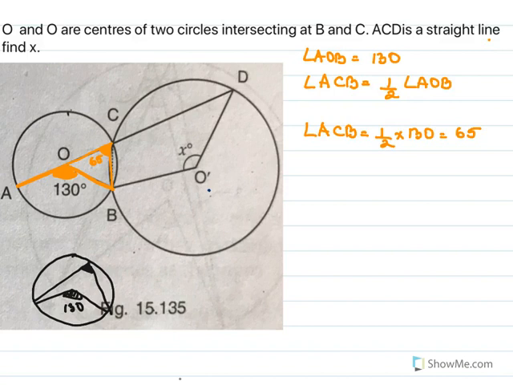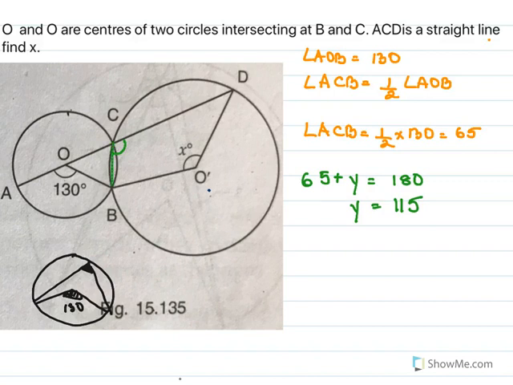The next step, I'm going to do a linear pair. 65 plus angle Y equal to 180. So earlier I got this angle as 65. I'm going to name this angle Y here, and this is a linear pair. So I'm going to write 65 plus Y is 180. So Y equals 115. So this is my second step. I got angle Y is 115.